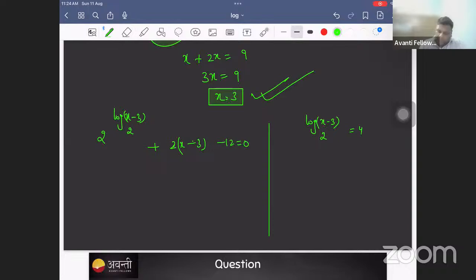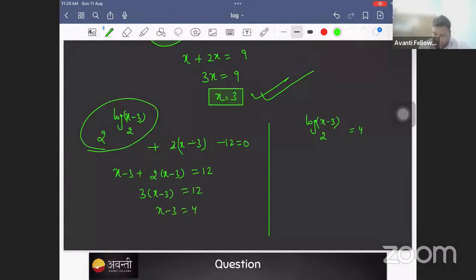See, how is this? This will be directly x minus 3 plus twice of x minus 3 equals to 12. So thrice of x minus 3 equals to 12. So x minus 3 is 4. So x equals to 7. Very simple.